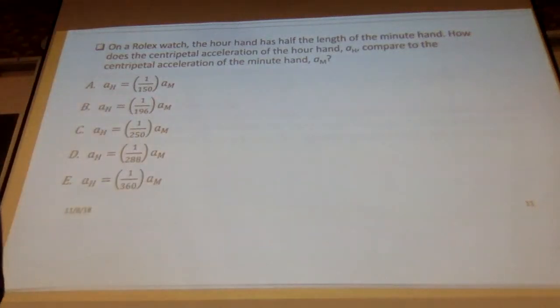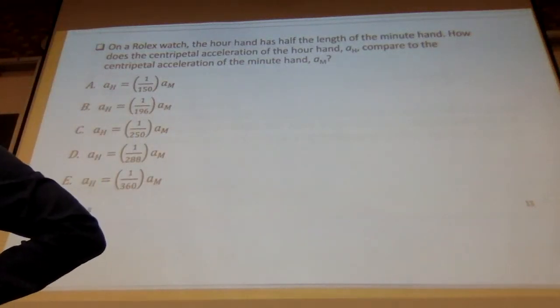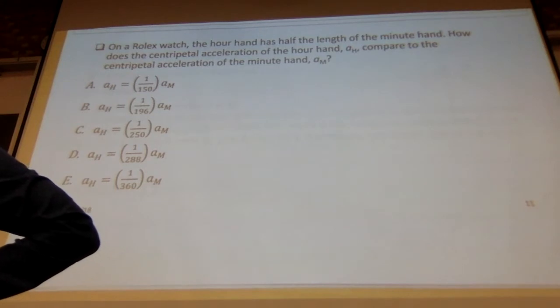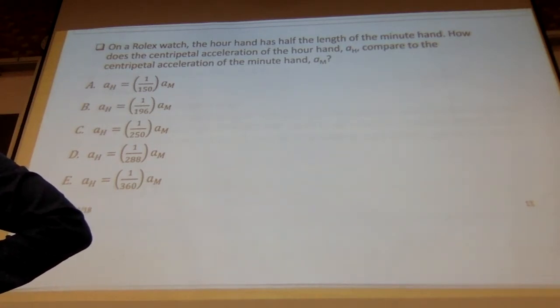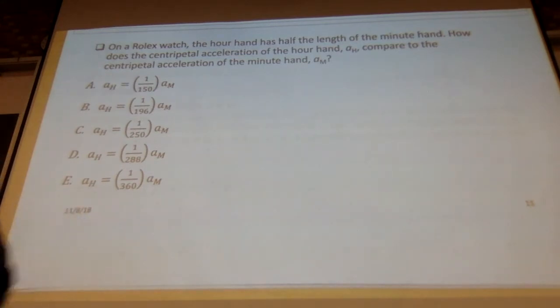So in a Rolex watch, the hour hand has half the length of a minute hand. How does the centripetal acceleration of the hour hand compare to the centripetal acceleration of the minute hand?